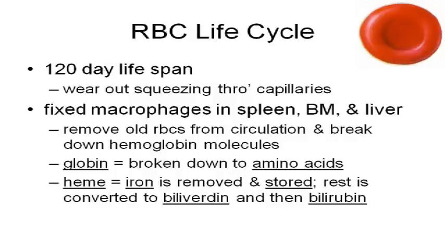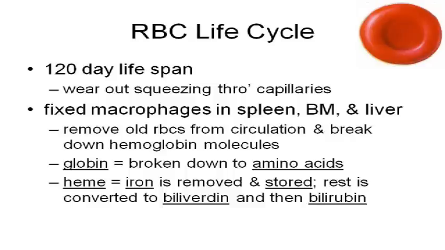Now, you have fixed macrophages sitting in your spleen, in your bone marrow, in your liver. Just like you can look at your tires and know you need new ones, the red cells start to look weird as they get worn out. The macrophages eat those old red cells and recycle the parts. The globin is broken back down into amino acids. The heme iron gets stuck on transferrin, which goes back to the bone marrow to make more hemoglobin.